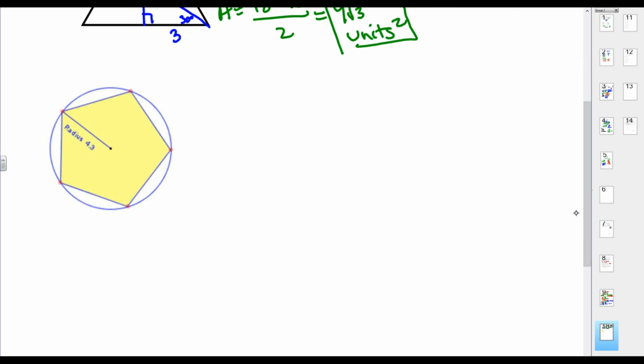This guy, we're not going to be quite so lucky. There's going to be a lot of work on this one. This is a pentagon. And again, I'm going to draw in my triangle like I always do.